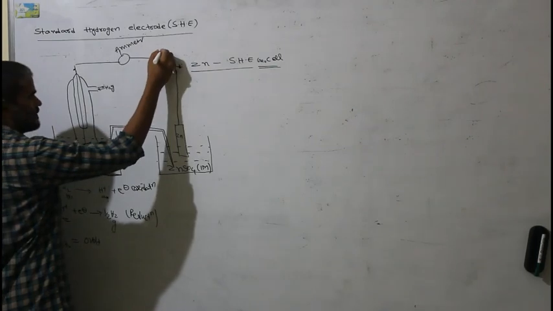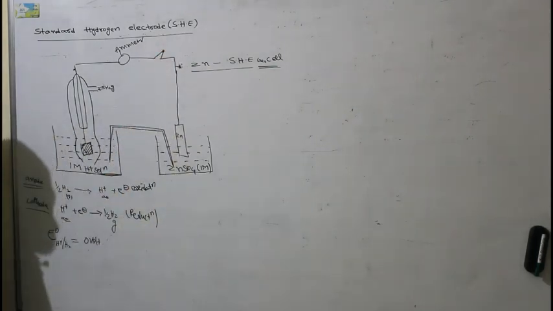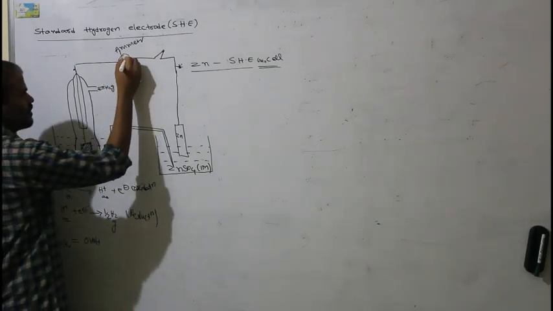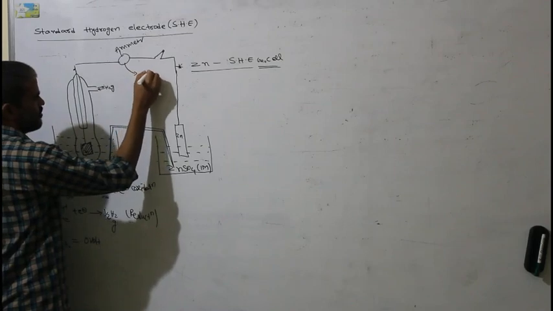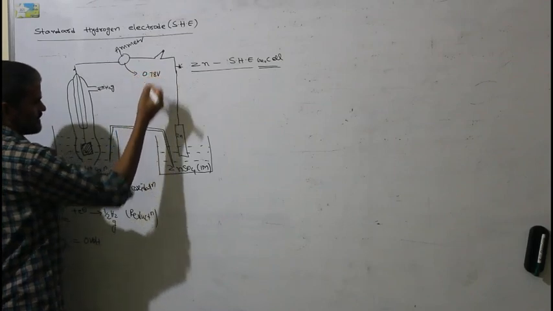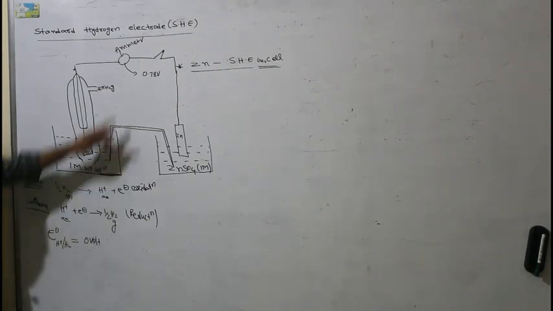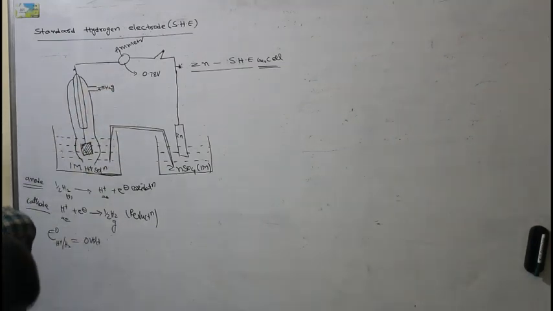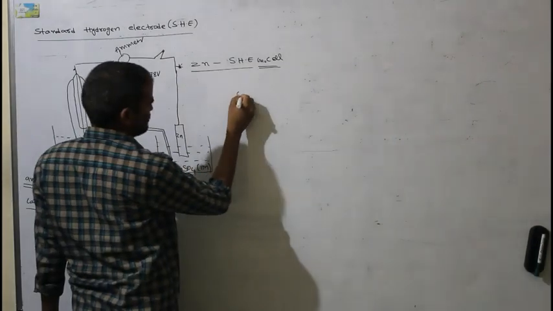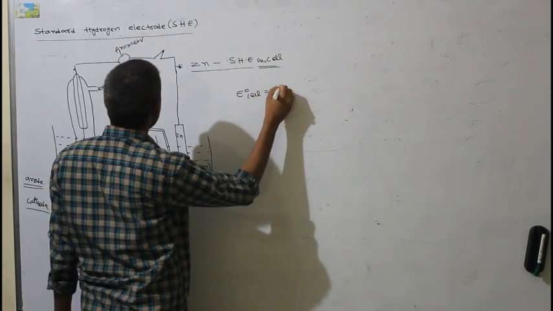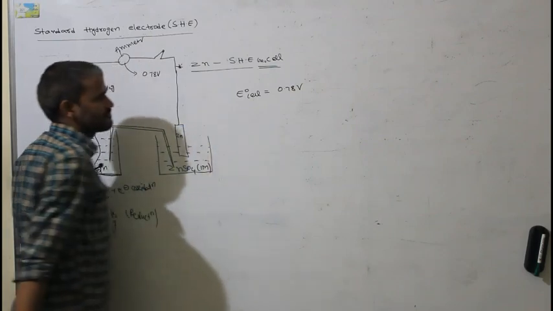Once the switch is on, at one place oxidation and at one place reduction will happen, and the meter shows a value of 0.78 volt. What is this meter giving the value of? That is E naught cell. That is the E naught cell value, given as 0.78 volts.